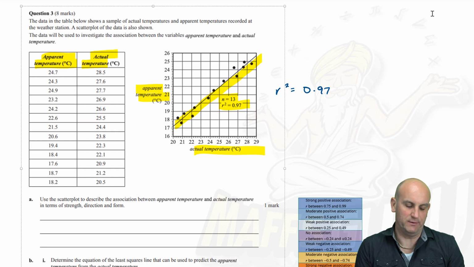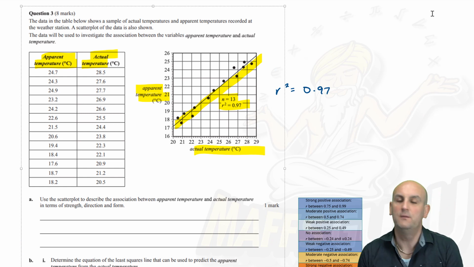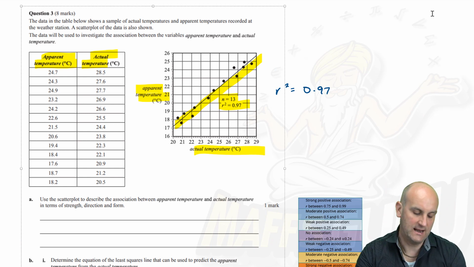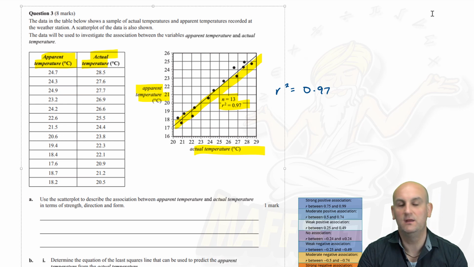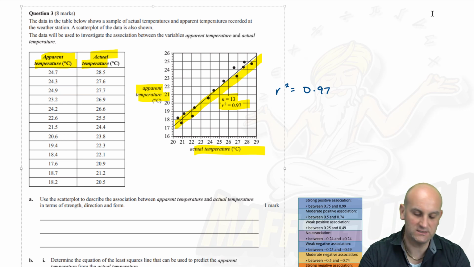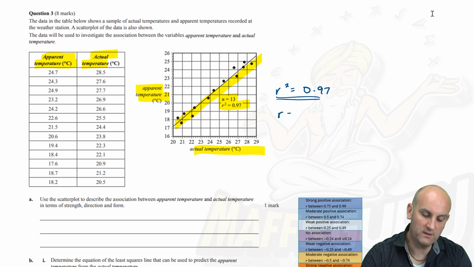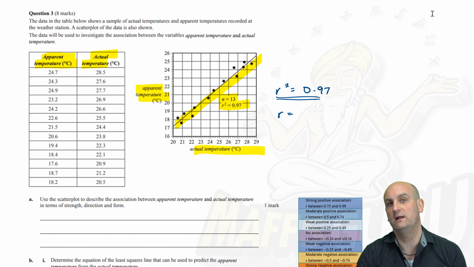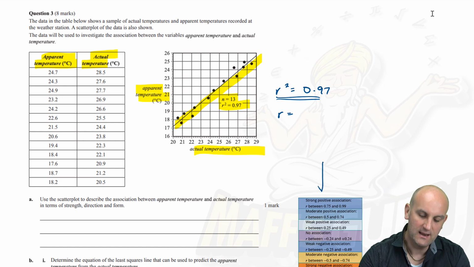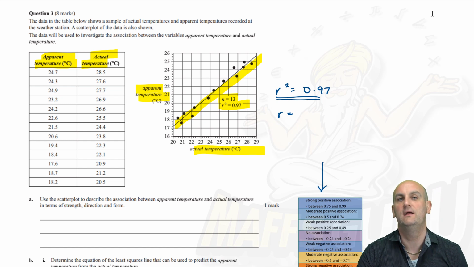Is use the scatter plot to determine the association between apparent temperature and actual temperature in terms of strength, direction, and form. Now, actually, interestingly, this value of r squared here is probably the most important to me, because from that I can work out my value of r, my Pearson's correlation coefficient. Because if I know what my Pearson's correlation coefficient is, I can use this funky little table here, and that's going to help me work out at least all of that information, or 2 of them.